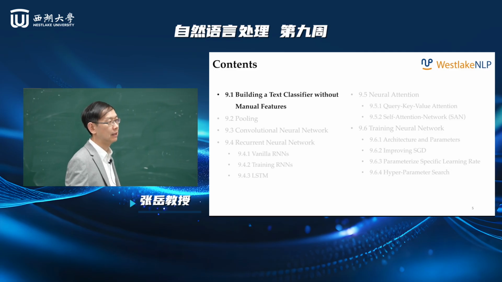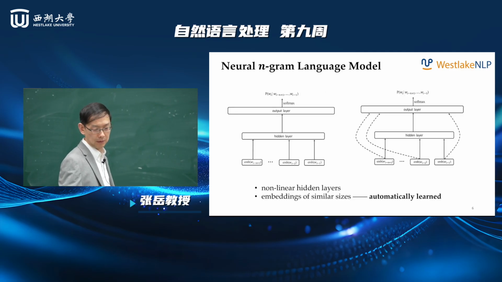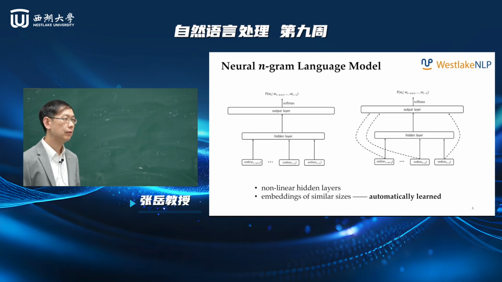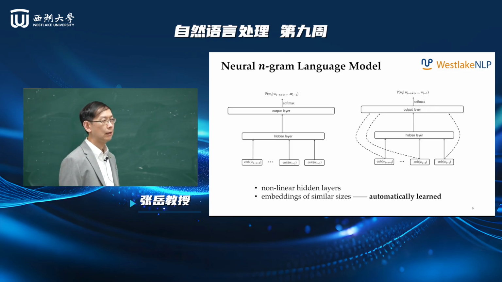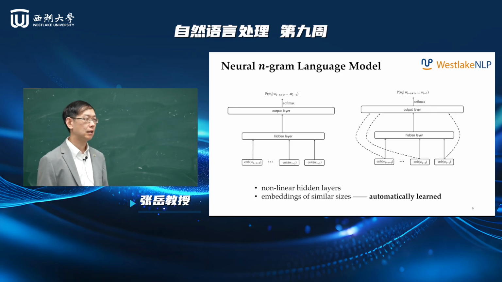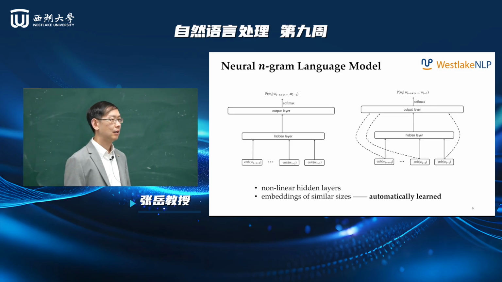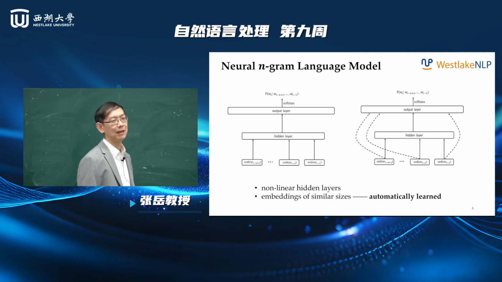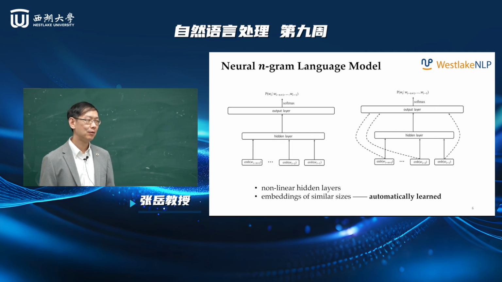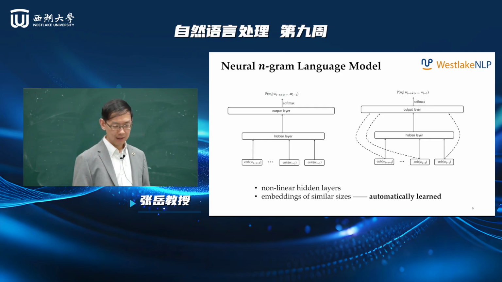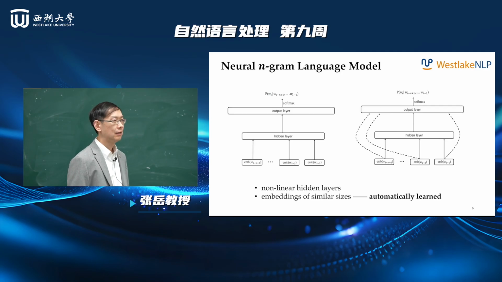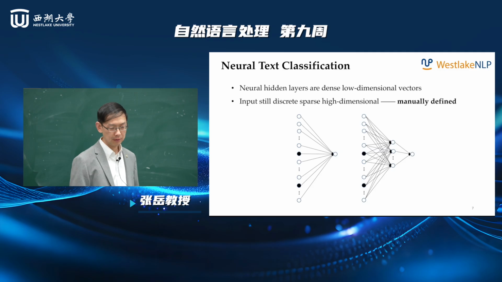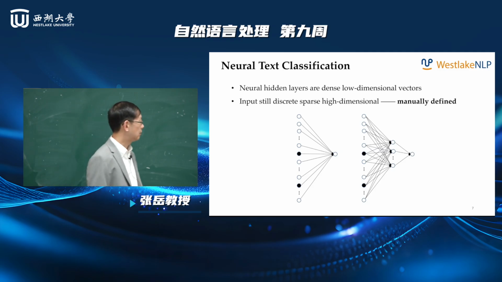So first, let's take a look at the classifier again. In week 3, we talked about an n-gram language model and a naive Bayes classifier. Now it's week 9, and we know how to build a neural n-gram language model. But we don't know how to build a neural text classifier yet. But you said we learned multi-layer perceptron, to replace a single layer perceptron. That's what we did last week.